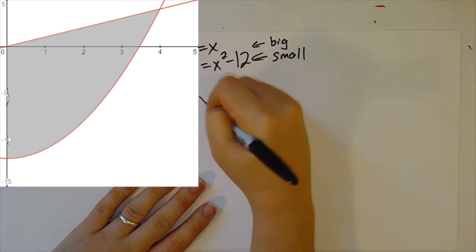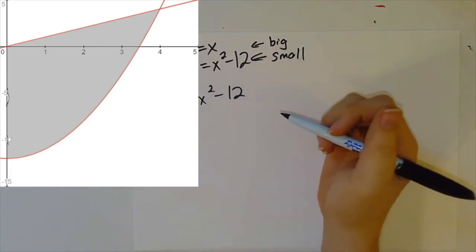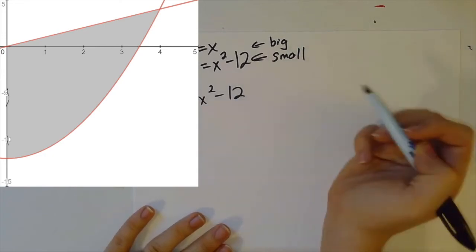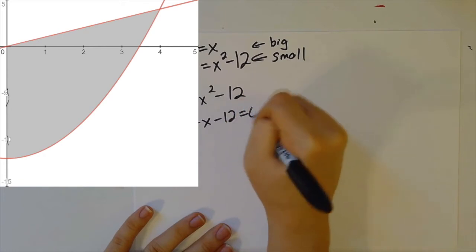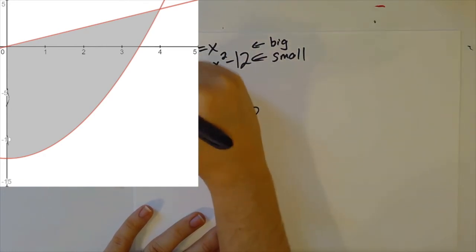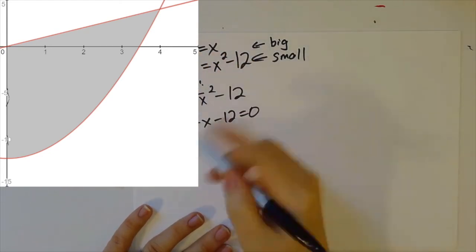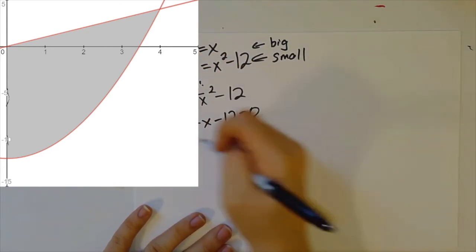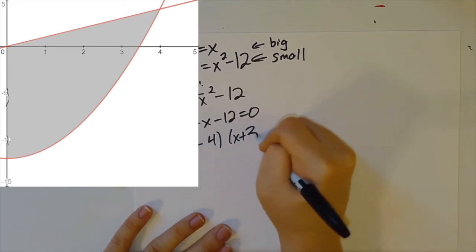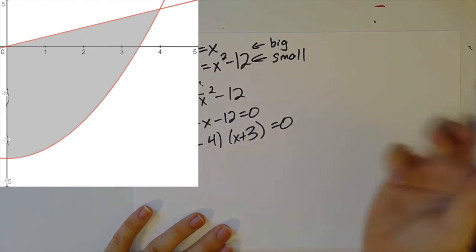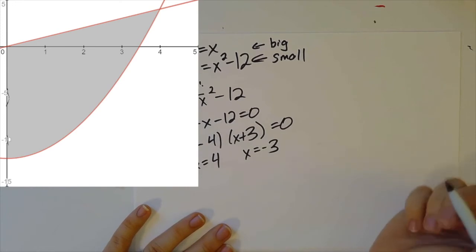So let's set x equal to x squared minus 12, just to double check that that's at exactly 4, and that it's not at some ugly radical that's really close to 4. So that'll give me x squared minus x minus 12 equals 0. So this is finding the intersection. And so this will be x minus 4 times x plus 3 equals 0. So the graphs intersect at two places, namely x equals plus 4 and x equals minus 3.